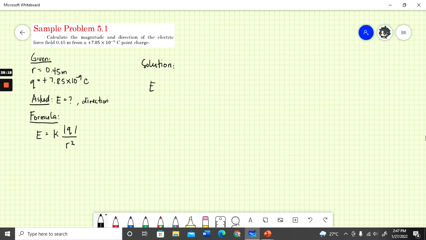So E is equal to Coulomb's constant, 9 times 10 raised to 9 newton meter squared per coulomb squared, multiplied by the absolute value of our point charge, which is 7.85 times 10 raised to negative 9 coulombs, divided by r, which is 0.45 meters, squared.